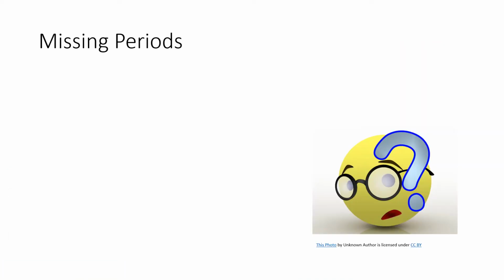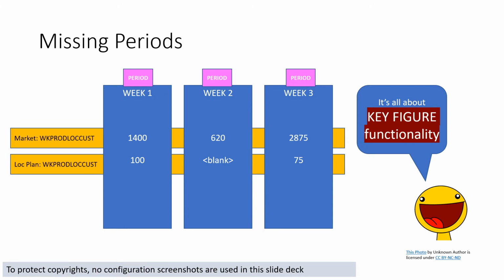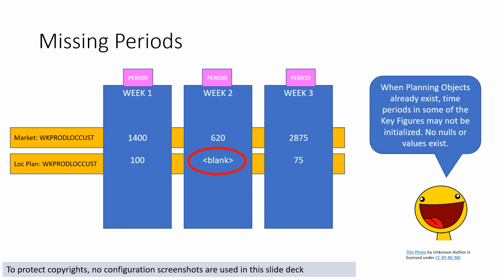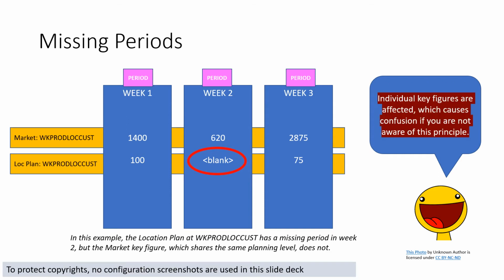What about missing periods? In this case, it's all about key figure functionality. When planning objects already exist, time periods in some of the key figures may not be initialized. No nulls or values exist. Individual key figures are affected, which causes confusion if you are not aware of this principle.